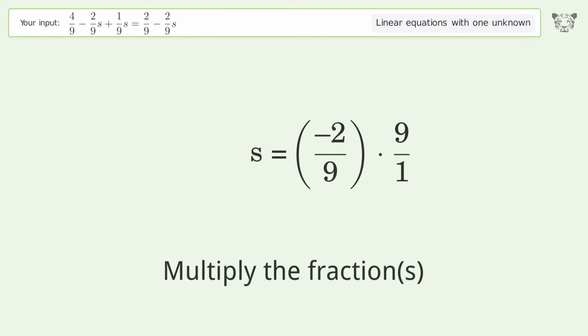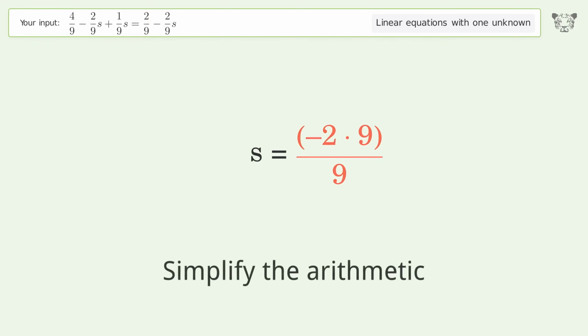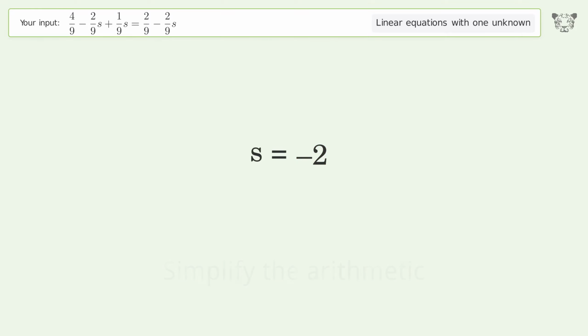Multiply the fractions. Simplify the arithmetic. And so the final result is s equals -2.